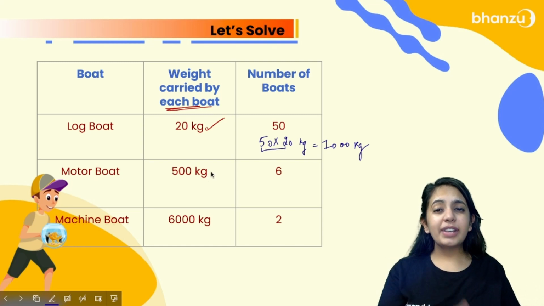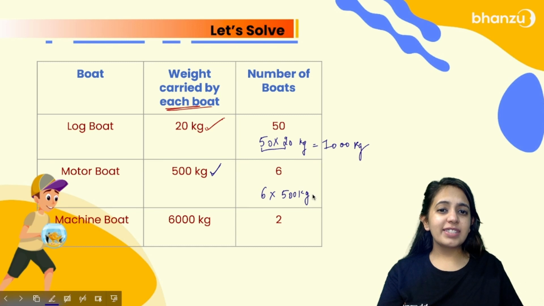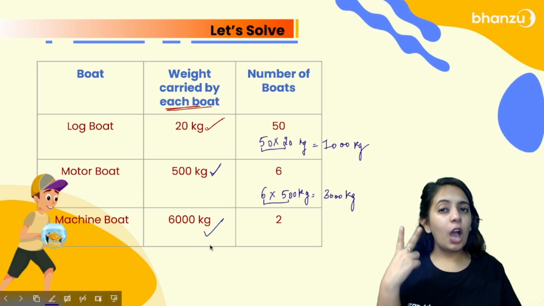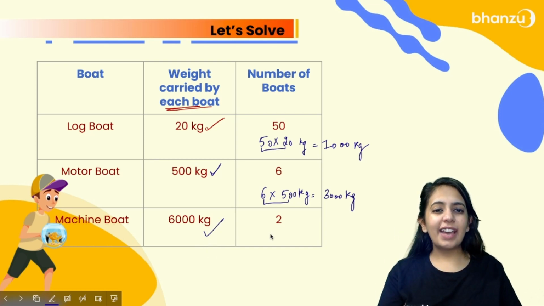Now the motor boat carries 500 kg and there are total 6 motor boats. So how much weight can they carry? Correct, 6 times 500 kg, which is 3000 kg. Now, one machine boat can carry 6000 kg. So, how much weight can 2 machine boats carry? 2 times 6000 kg, which is 12,000 kg.